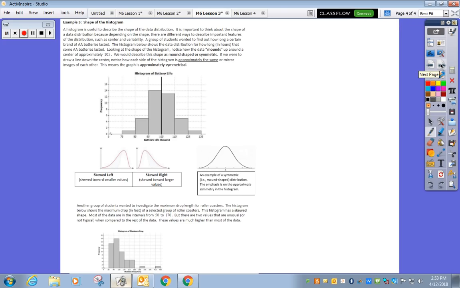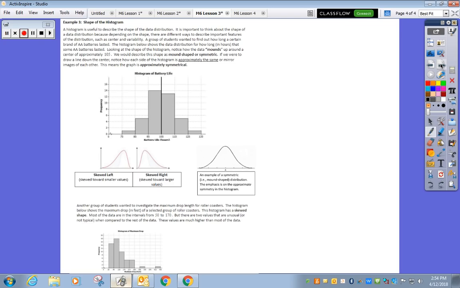Okay, so the next thing we're going to talk about is shapes of histograms. A histogram is useful to describe the shape of the data distribution. It is important to think about the shape of a data distribution because depending on the shape, there are different ways to describe important features of the distribution, such as center and variability.